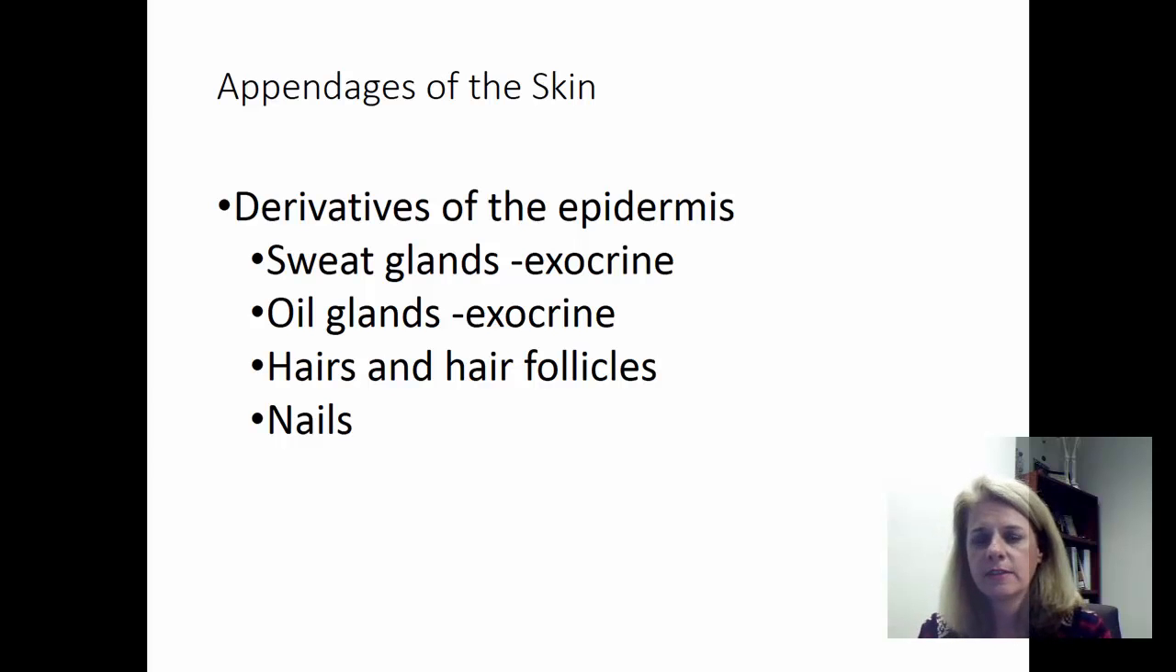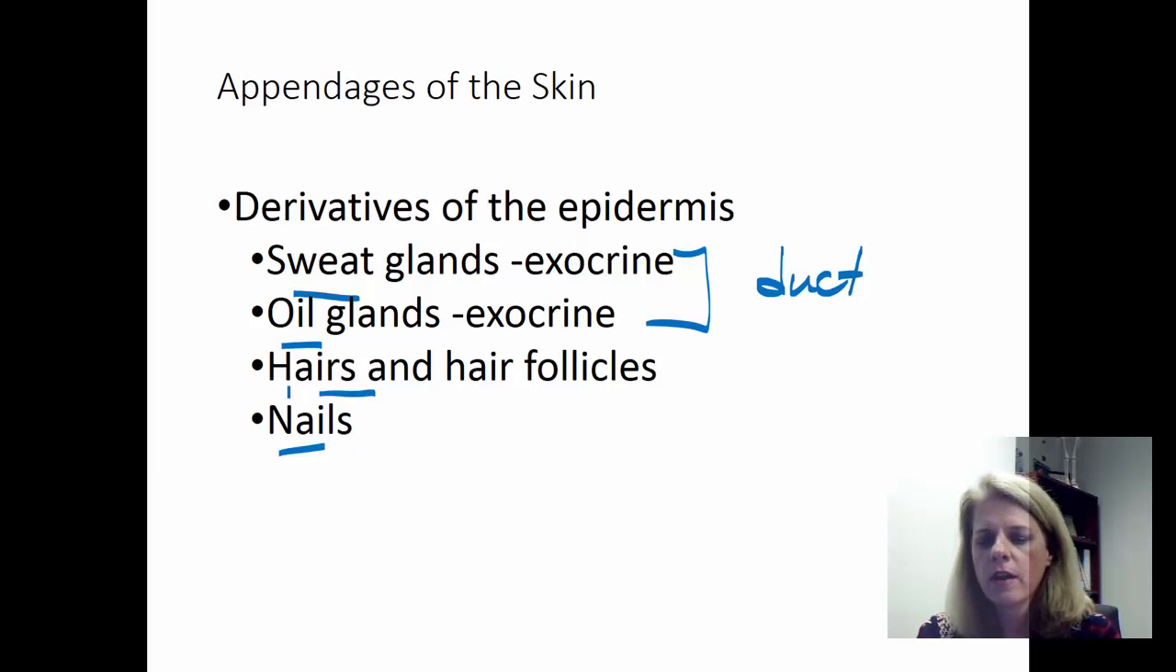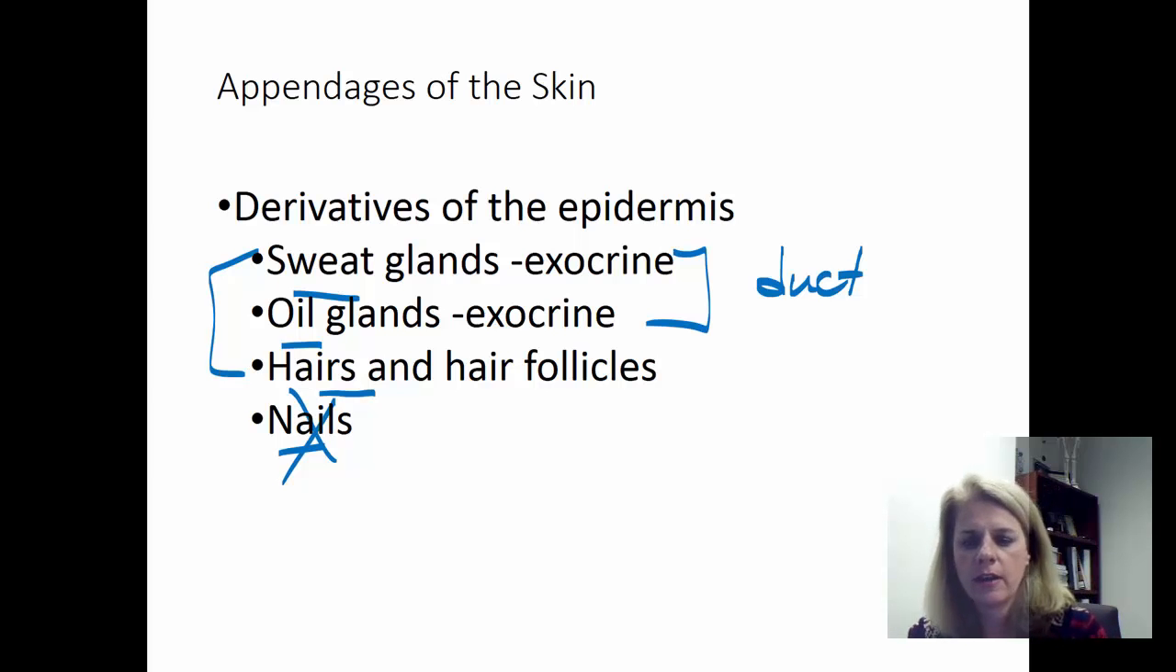All right, your skin also has some appendages, so some extra things. Most of these are derivatives of the epidermis. They're types of epithelial tissue as well. You have sweat glands and oil glands. Remember, these are both exocrine, so that means there's a duct so that the fluid can go to the outside. And we're going to talk about the different types of sweat glands and the oil glands. You also have hair and the hair follicle where the hair is produced, and the nails. We're not going to spend a whole lot of time on the nails. Obviously, you're welcome to look in the book and read about that. We're going to focus our discussion today on the first three.